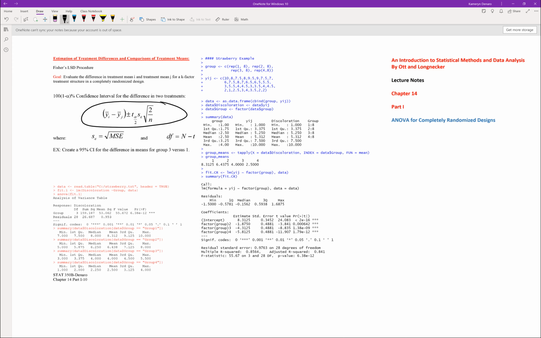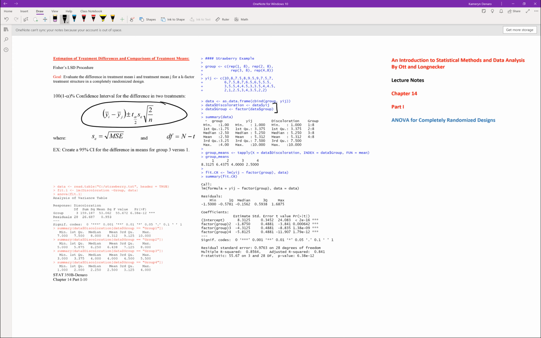All right, so we have our strawberry example where we have 4 groups and each group has 8 observations. We have the rating of the discoloration for each of the bags of strawberries. We've created a data set, and from last time we said we could rename the y_ij to be data dollar discoloration. We could rename the groups so that the group is recognized as a factor.